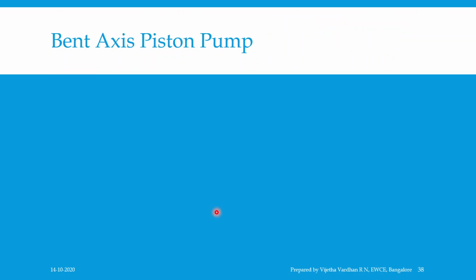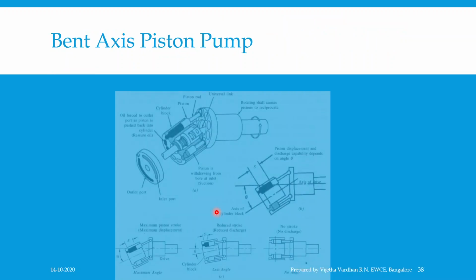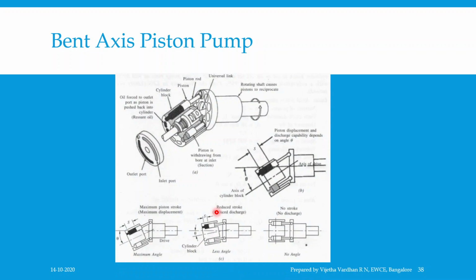Then coming to the bent axis piston pump. The other type of variable displacement axial piston pumps is called the bent axis type of piston pump. In this case, the cylinder block rotates with the drive shaft but at an offset angle, which you can observe in figure A as a pictorial representation, and a schematic representation is shown in figure B.